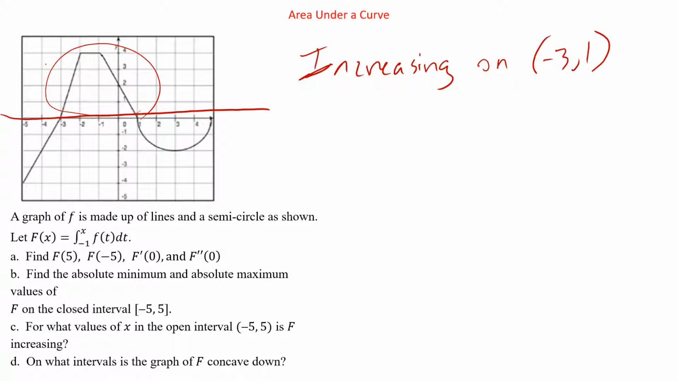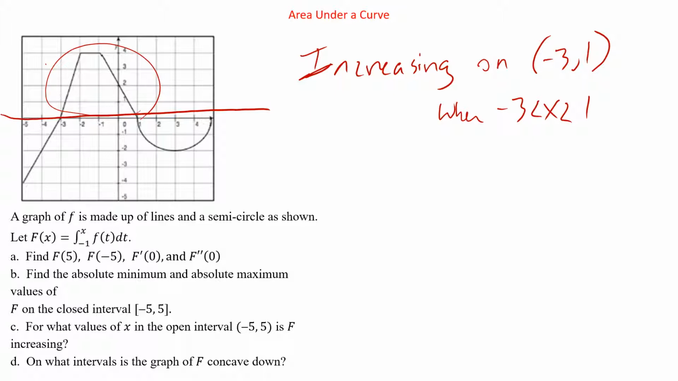You could also write it as increasing when -3 is less than x is less than 1. It's another way of writing it. We don't want "or equal to" here, because at those points it's neither increasing nor decreasing. But you're just looking for when the actual graph values are positive.